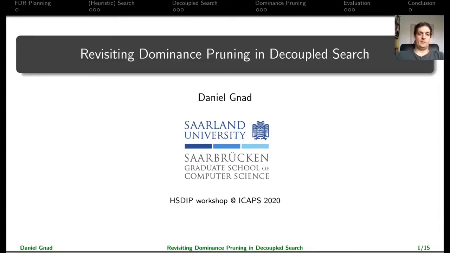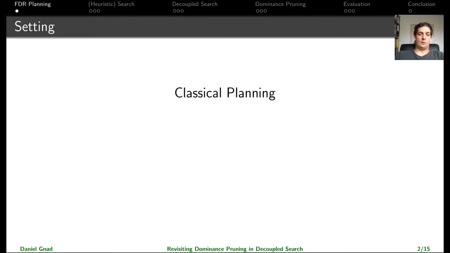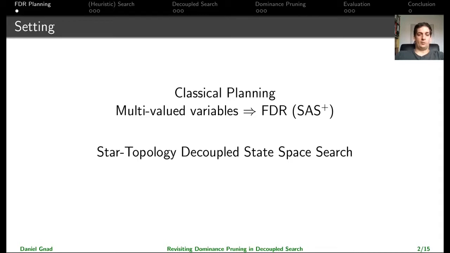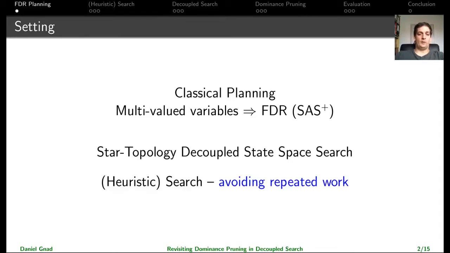Hello, my name is Daniel, and in this video I want to present the results of my HSDIP paper about dominance pruning in decoupled search. Let's briefly clarify context. We are in classical planning, we have multi-valued variables, so FDR or SAS+, and we do decoupled search. In particular, we are interested in avoiding repeated work during a heuristic search.